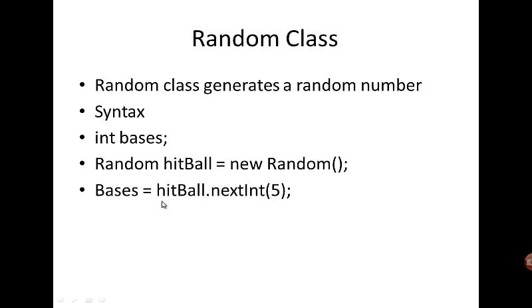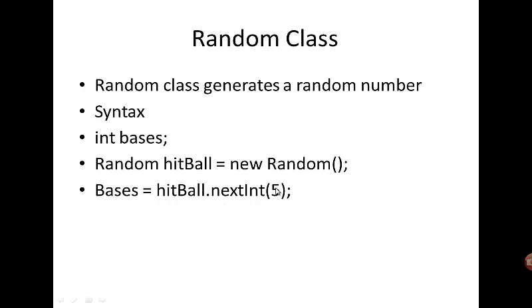Now, we're going to talk about a random class, because today we're going to make a simple game. A random class generates a random number. The syntax, if you were making a baseball game, is: int bases, declaring the bases variable; Random hitBall = new Random(); and then bases = hitBall.nextInt(5).